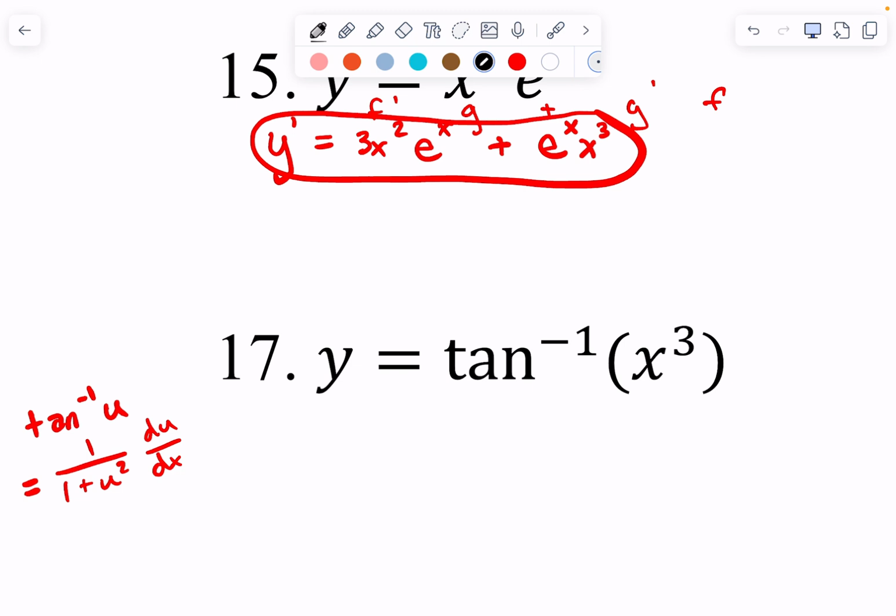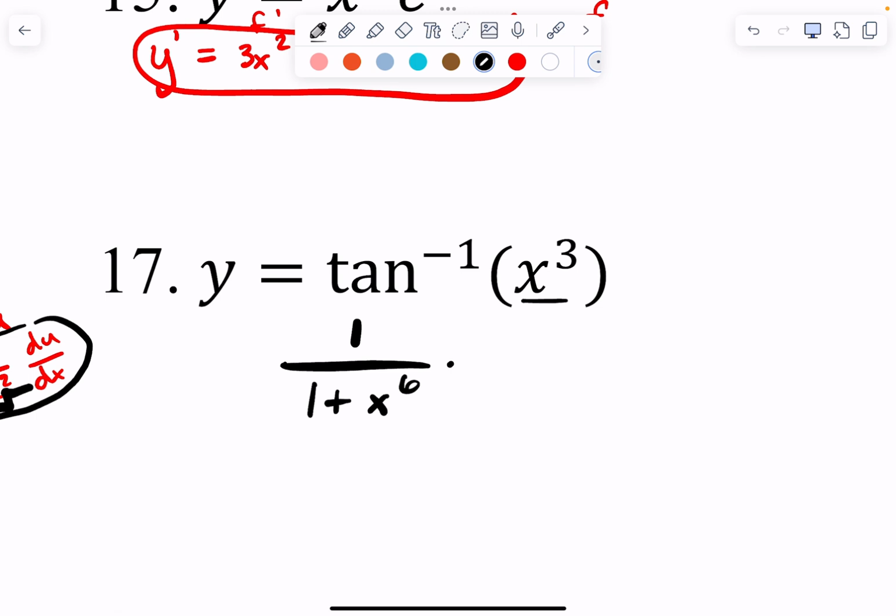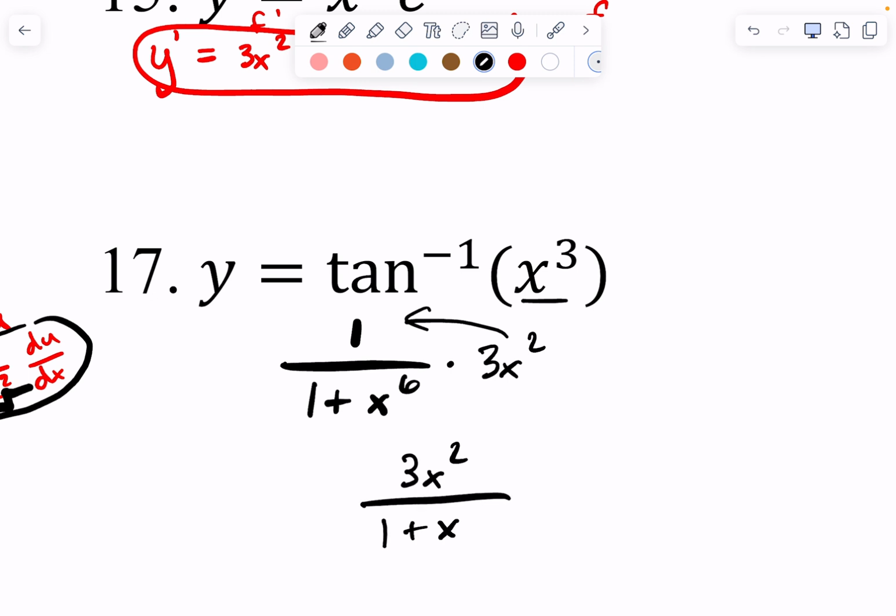All right. This is what it says for the derivative of inverse tangent. Okay, so we've got inverse tangent of x cubed. This is the derivative. What do we got? So basically, you go 1 over 1 plus u squared. What's u squared going to be? X cubed squared, which is x to the 6. Times du dx, the derivative of that guy, which is 3x squared. Okay, now I'm going to just push him on the top. 3x squared over 1 plus x to the 6. Does that work? That's inverse tangent.